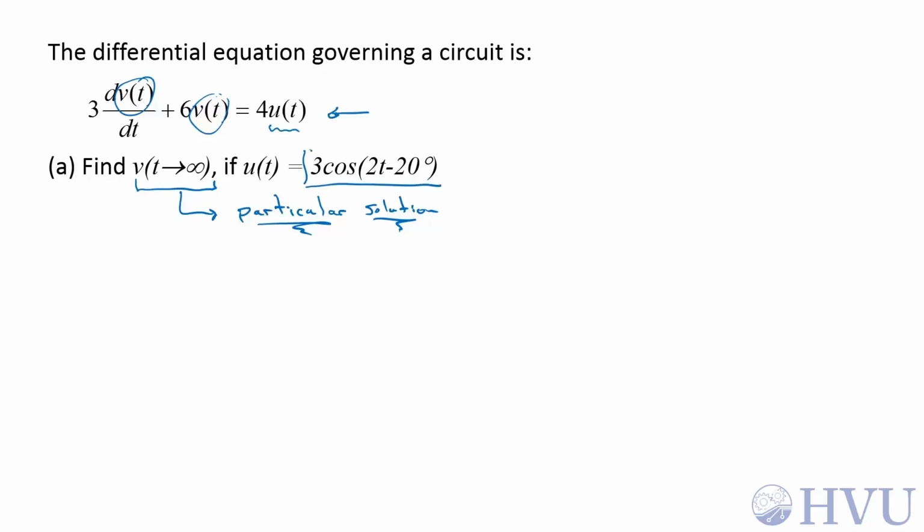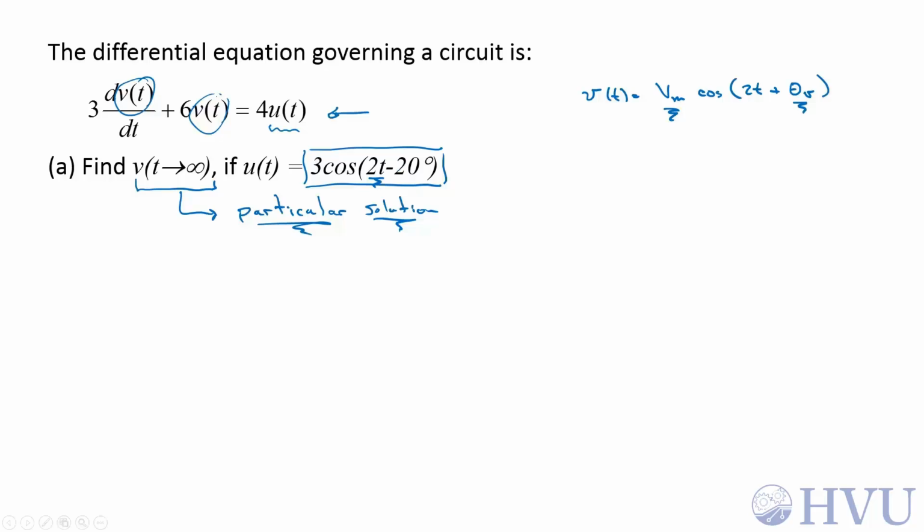In this case, the forcing function is a sinusoid, 3 cosine of 2t minus 20 degrees. That means that the form of the solution, v of t, is going to be some number, say v sub m, times cosine of 2t, has to have the same frequency as the input since they have the same form, plus some phase angle, theta v, and all we need to do is find v sub m and theta v.